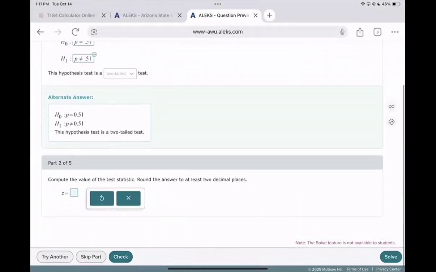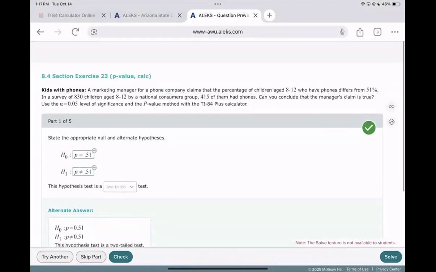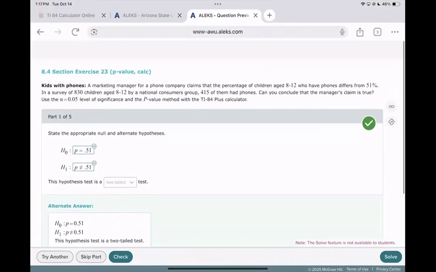All right, compute the test statistic. So we need to put this in the calculator. We do a survey of 830 children. So I'm looking just below where it says kids with phones in bold, right? So there's a survey with 830 children.